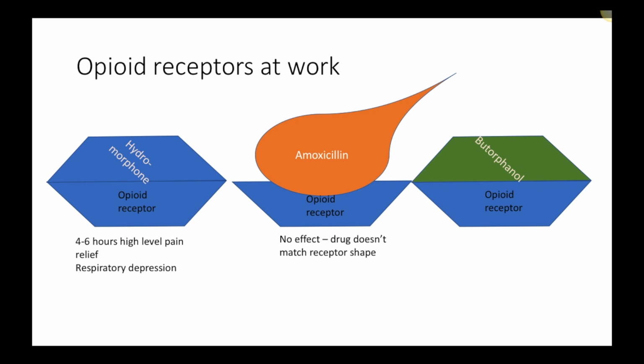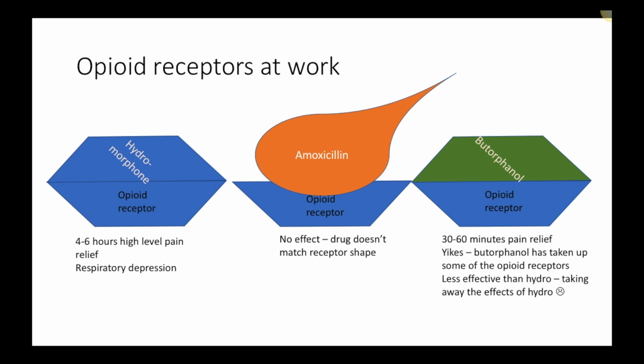And then we have this guy, butorphanol, who's a partial agonist-antagonist. It fits the opioid receptor really well, but it has less intrinsic effect than hydromorphone. With hydromorphone, you're going to get tons of longer lasting pain relief. You're going to get respiratory depression. The animal might even be a little bit sedate, not much from hydromorphone. Butorphanol is kind of crappy. It only lasts for 30 to 60 minutes for pain relief and causes not much respiratory depression.